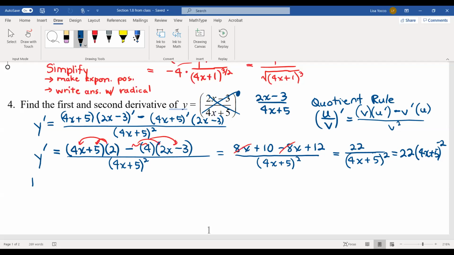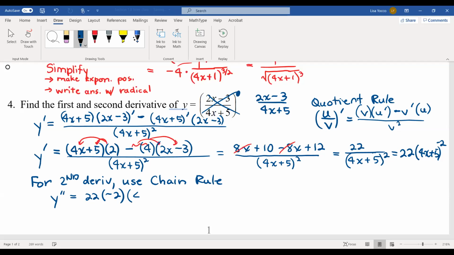All right, so now for the second derivative, like I said, I'm going to use the chain rule because I wrote my function that way. So for y double prime, hang on to the 22, multiply by the power of -2, keep the function, subtract 1 from the power, and then multiply by the derivative of the function.